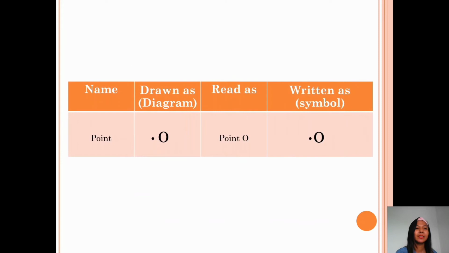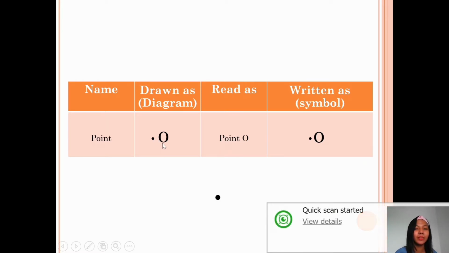Okay. So first is a point. A point looks like this one, like a dot. So it is drawn like this example. We have point O. So it is read as point O. Again, can you read this diagram? Point O.